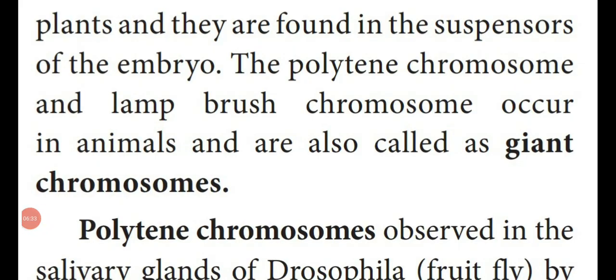These giant chromosomes are present in some special tissues of a plant, and also they are found in the suspensors of an embryo. They are divided into two types, polytene chromosome and lampbrush chromosome. These two chromosomes occur in animals and are also larger in size, so they are known as giant chromosomes.